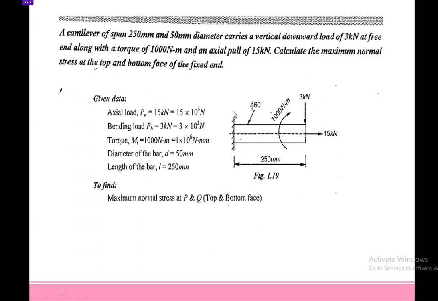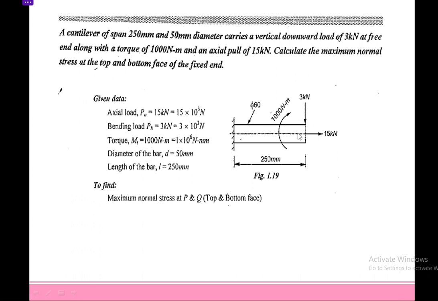So this is a cantilever beam, which means one end of the beam is fixed, another one is free. At the free end, the load of 3 kilonewton is acting. The total length, that is the total span of this cantilever, is 250 mm. In that free end, the first downward load is 3 kilonewton.